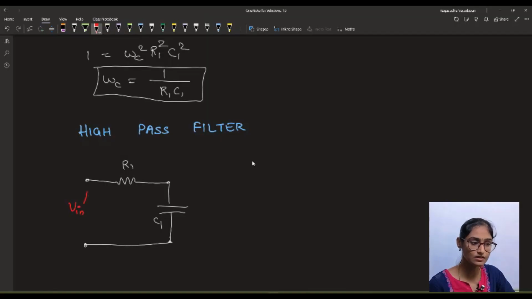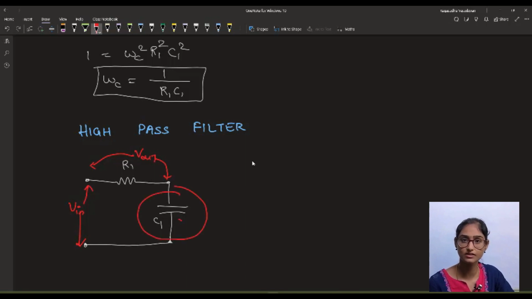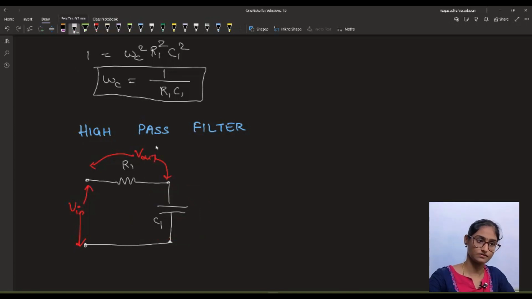If Vin is the input voltage that is applied across the RC circuit, for a high pass filter we are choosing the voltage across this resistance instead of this capacitance. If we choose to select the voltage across this capacitance, this is called the low pass filter, and if we find out the voltage across this resistance, then this is called a high pass filter. So what happens in a high pass filter?